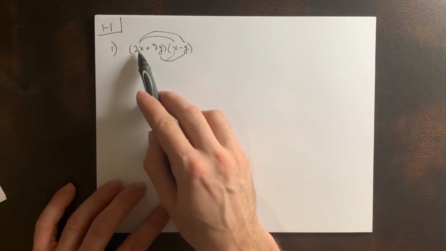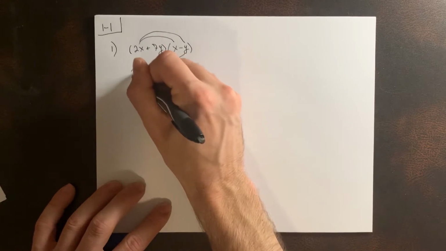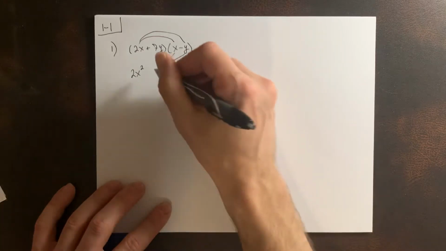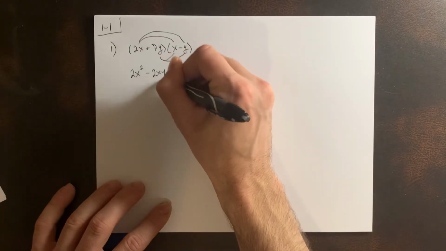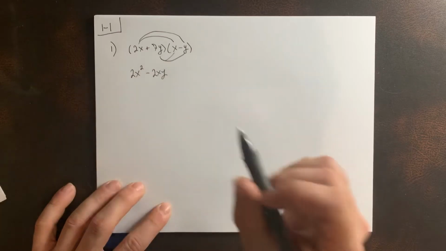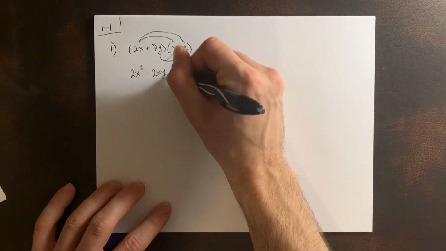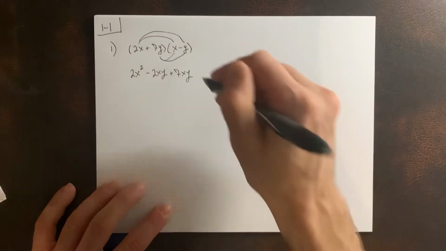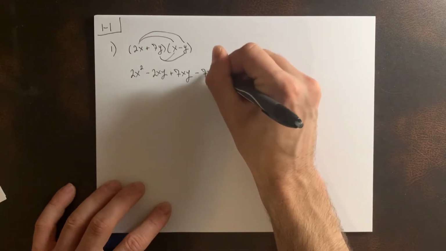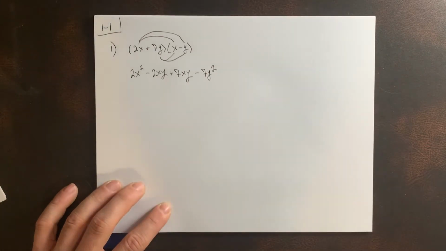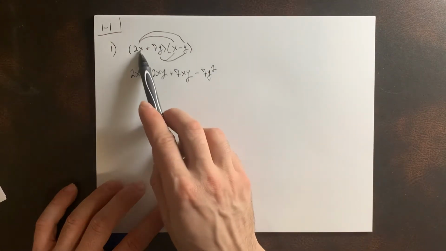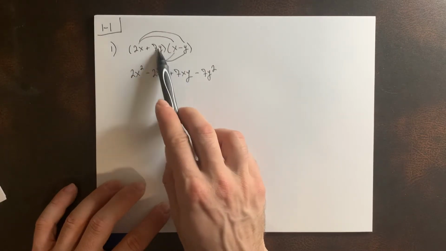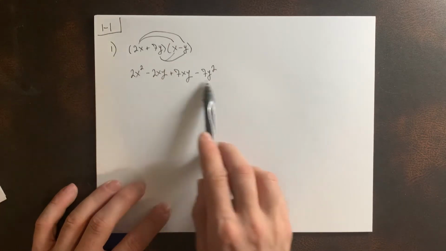So from the first one, 2x times x, that's going to be 2x squared. Then 2x times minus y is minus 2xy. 7y times x, that's 7xy. And then 7y times a minus y is a minus 7y squared. Okay, so now that's the first step. We take this 2x, we multiply it to the x, we multiply it to the y, and we take the 7y, multiply it to the x, multiply it to the minus y, and we're left with this.